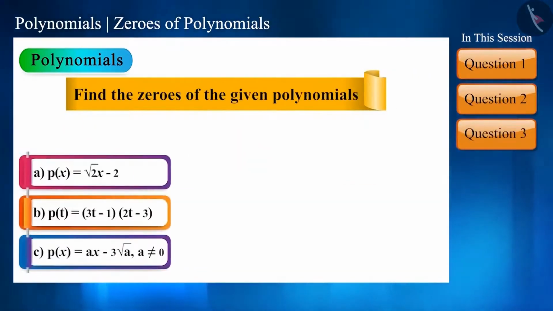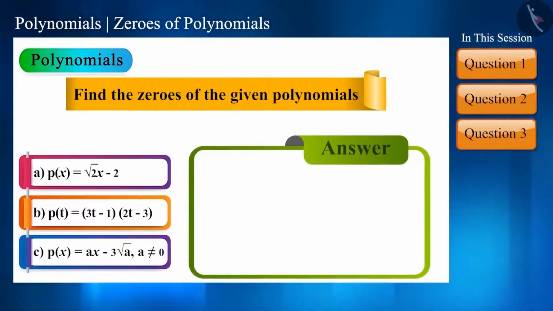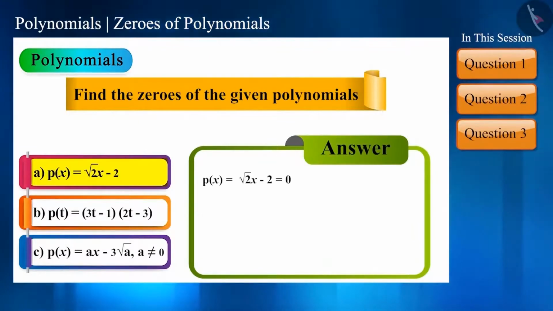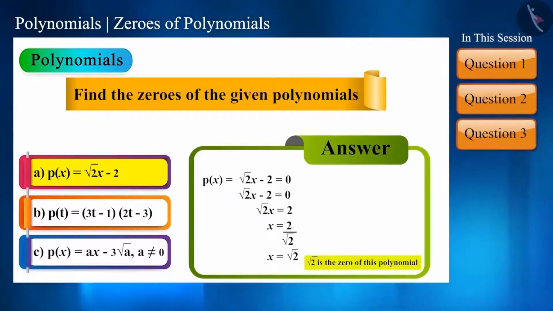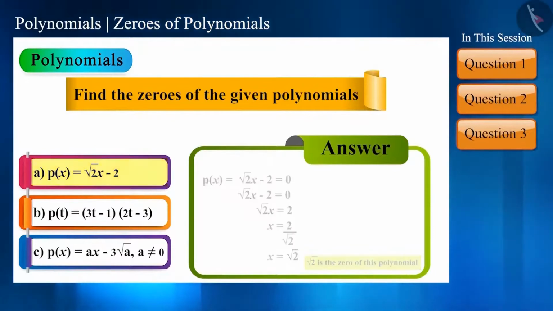Find the zeros of the given polynomials. To find the zeros, we equate the polynomial to 0. So, let's now first find the zeros of the polynomial. The 0 of this polynomial is root 2. Now let us take the next polynomial.